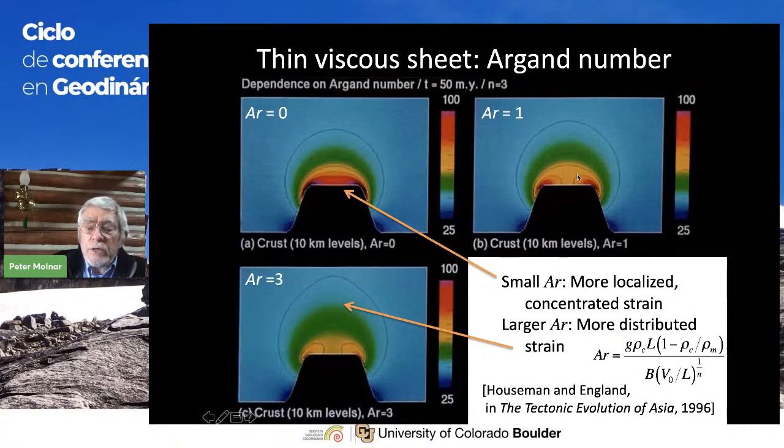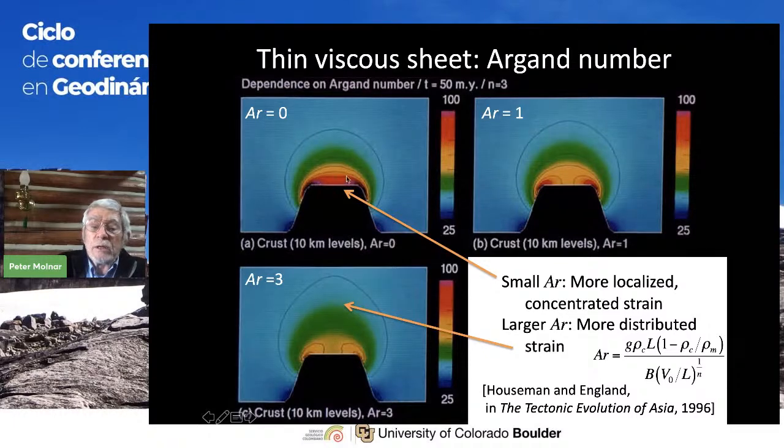So here are some numerical calculations that Houseman and England, these are two of the leading people in this work, did, where calculations with Argand number 0, 1, and 3. And what they've done is they've taken a sheet, a thin viscous sheet, and indented it. So this black is the indentation in all cases, the same amount. And what they're plotting here is the crustal thickness that they calculate from this.